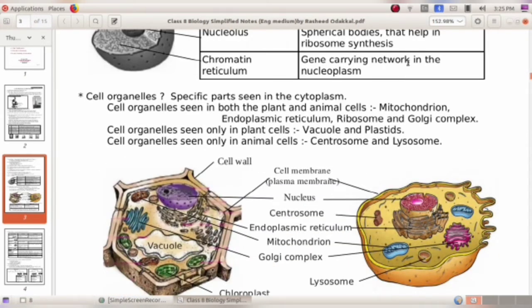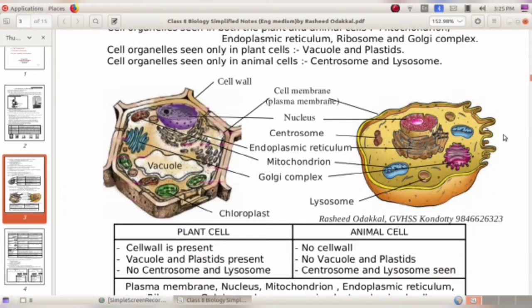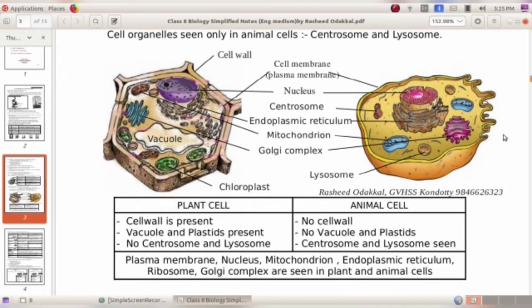Then let us observe the structure of a plant cell and an animal cell. This is the plant cell and this is the animal cell. The main difference between plant cell and animal cell is that in a plant cell a cell wall is present. This is the cell wall, and in an animal cell there is no cell wall. Then vacuoles and plastids. Chloroplast is a plastid, and there are different types of plastids. The vacuoles and plastids are present in the plant cell, and no vacuoles and plastids are seen in the animal cell.